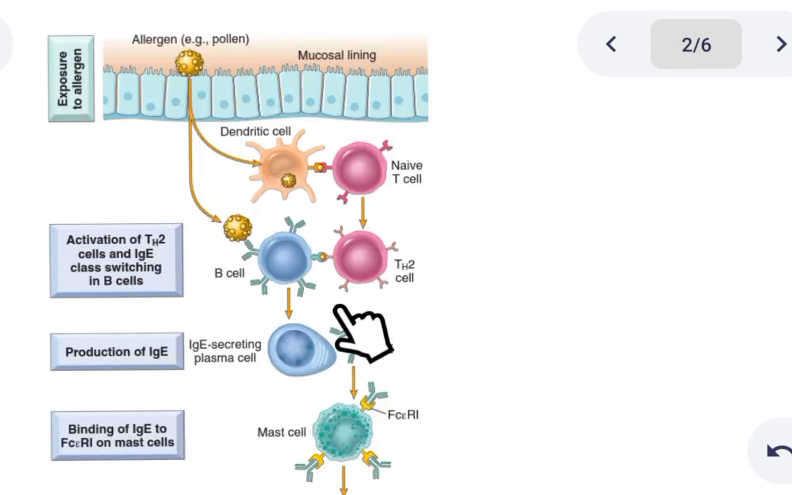As we can see, the T helper 2 cells produce interleukin-4, interleukin-5, and interleukin-13. Interleukin-4 causes heavy chain class switching in B cells. Interleukin-5 activates eosinophils and neutrophils, which are part of the late phase reaction. Interleukin-13 activates the epithelial cells to start producing mucus, which eventually eliminates the allergen.